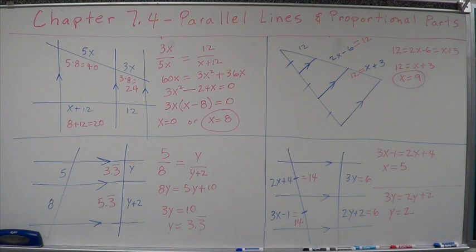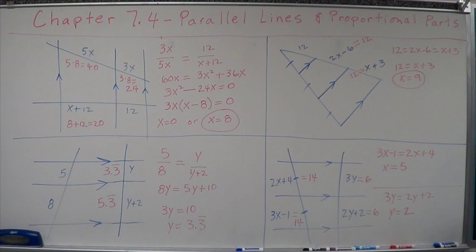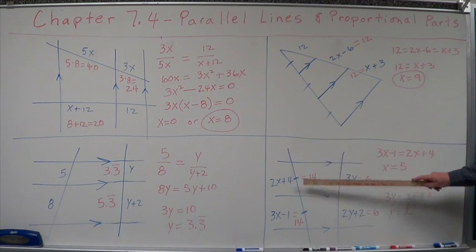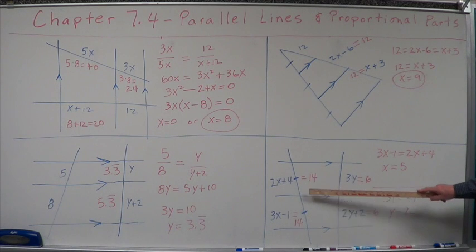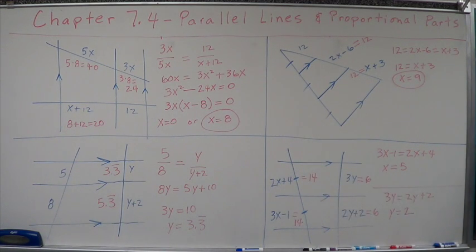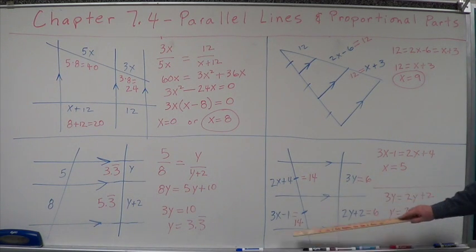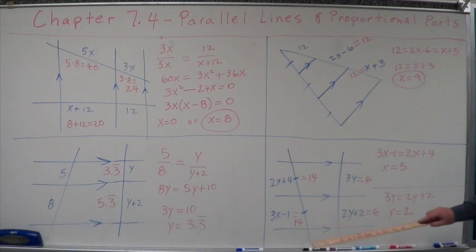Let's look at our last one here. We have this figure. We have 3 horizontal lines that are parallel. They cut this segment into congruent pieces. How do we know? Because of these marks right here. These two are congruent. If they're congruent, how do we solve for x? We set them equal to each other. When we set them equal to each other and solve for x, we get that x equals 5. Plugging it in, 2 times 5 is 10, plus 4 is 14, 3x is 15, minus 1 is 14.